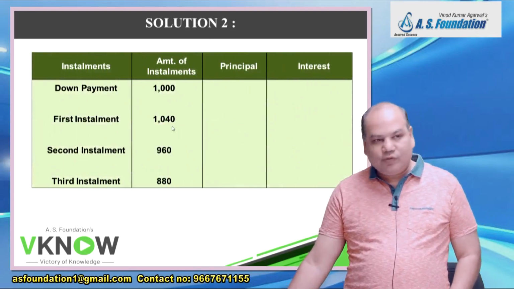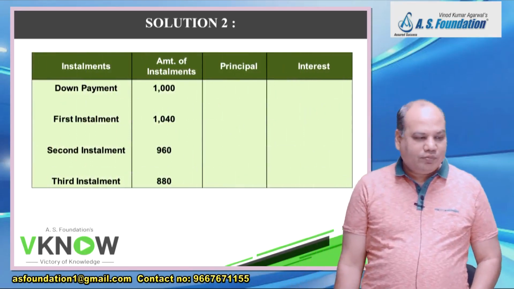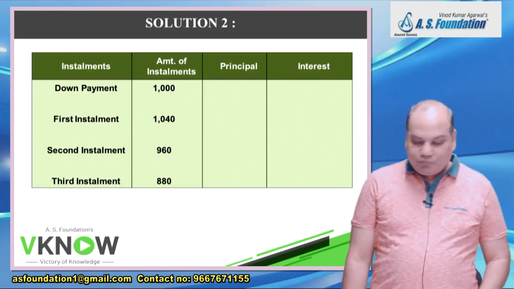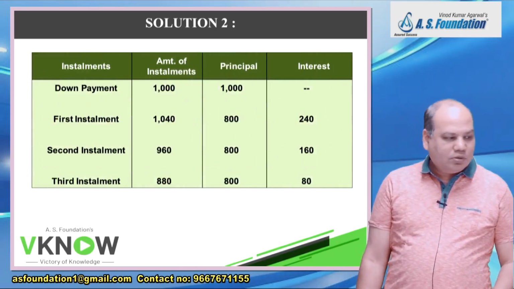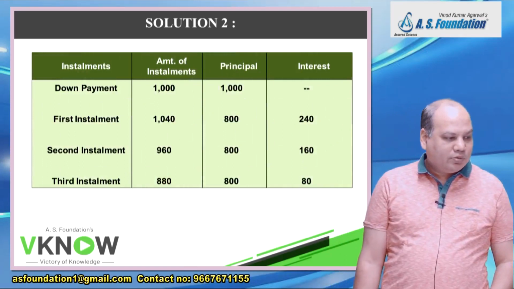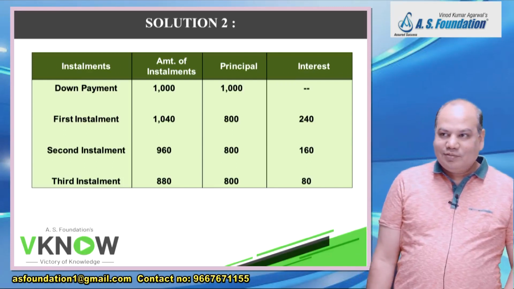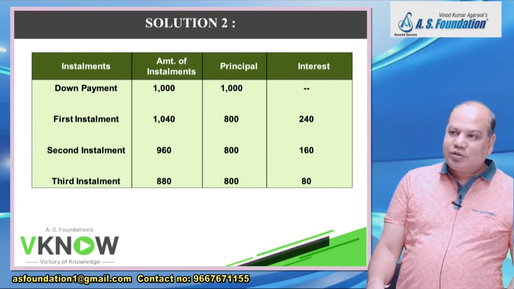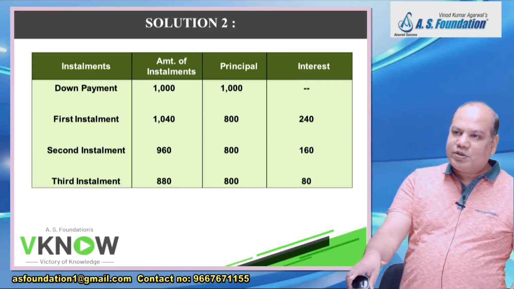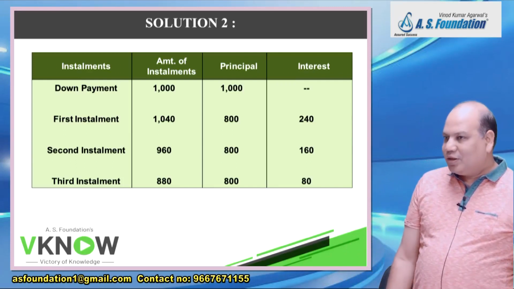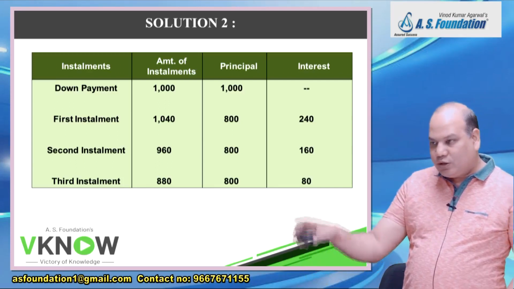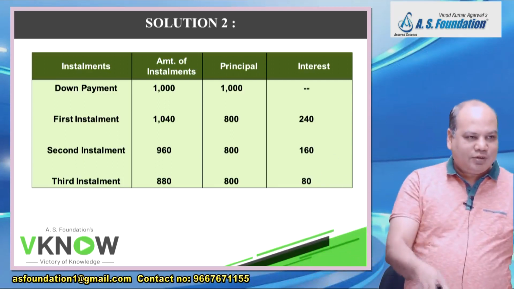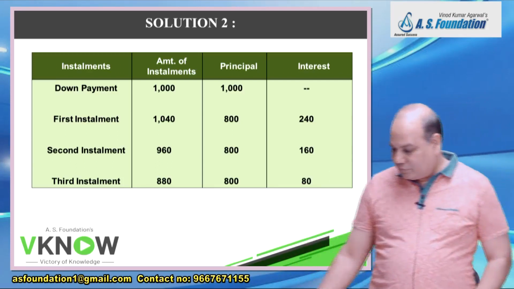Done. Now solve. What is the amount of installment? 1000, 1040, 960, 880. It's given in the problem. And the principal amount for the down payment will be same. Down payment will be 1000 principal, because down payment does not include interest. So whatever is down payment is towards principal. And then 800, 800, 800. Interest component will be 240, 160, 80.